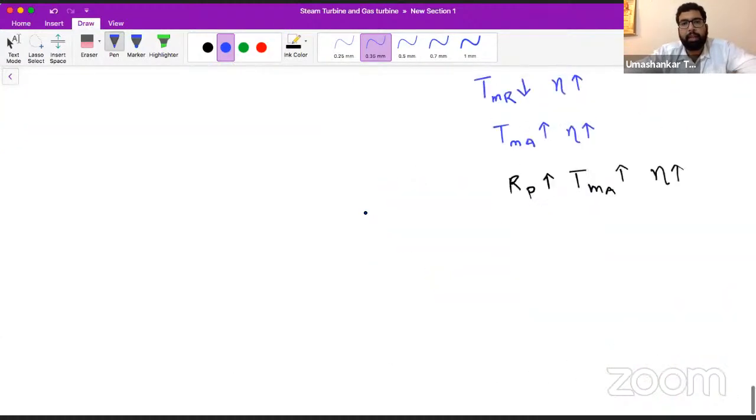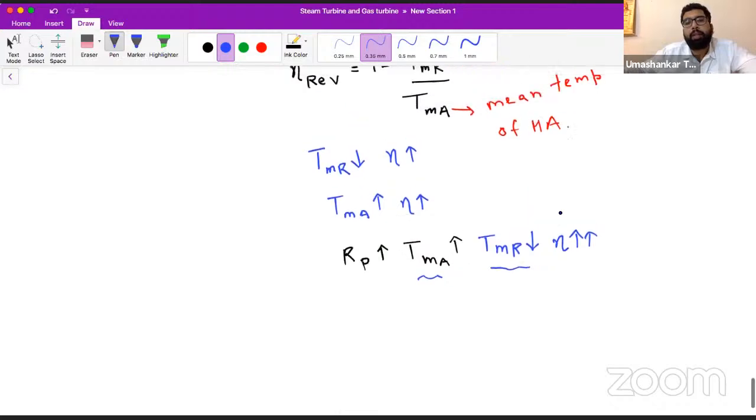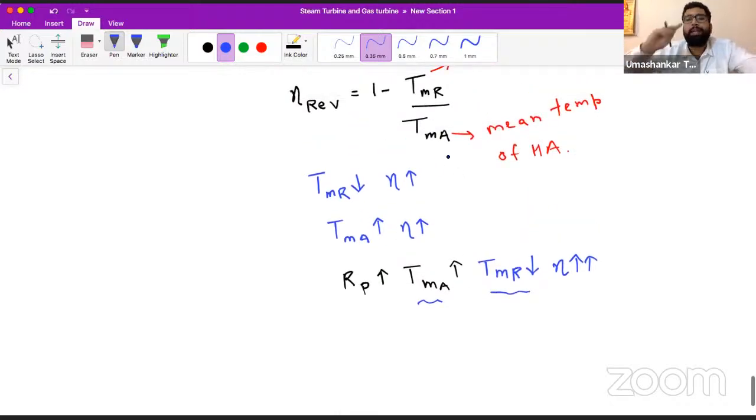So can we say, sir, as we increase the pressure ratio, our mean temperature of heat addition increases and our mean temperature of heat rejection decreases. So the overall effect on efficiency is that efficiency should increase, because both of these factors are helping the efficiency to increase. We can see by this formula. Is that clear or not?